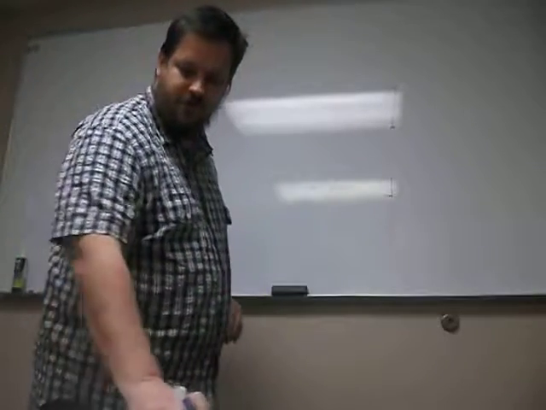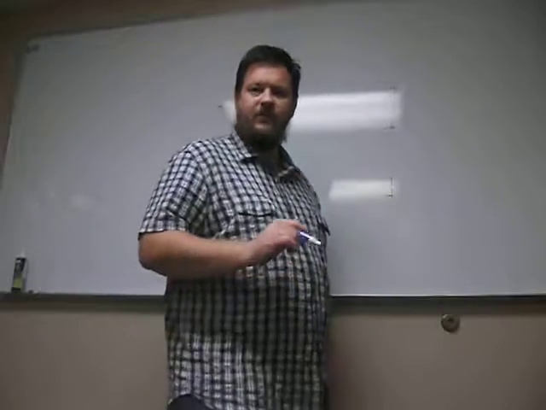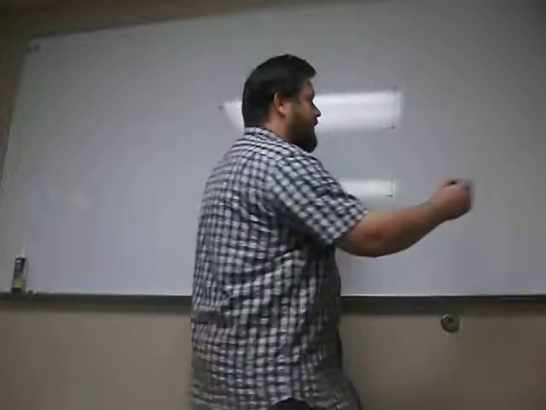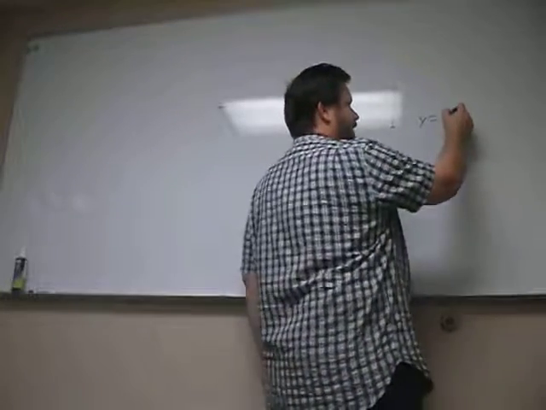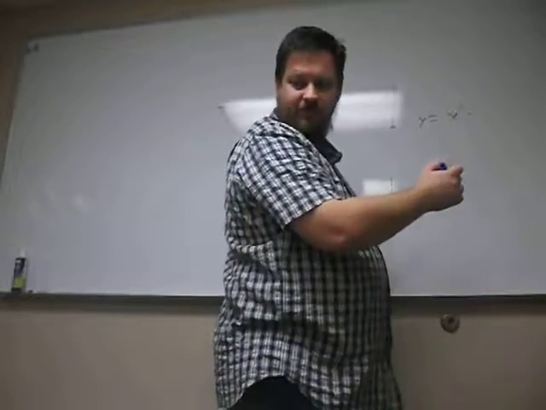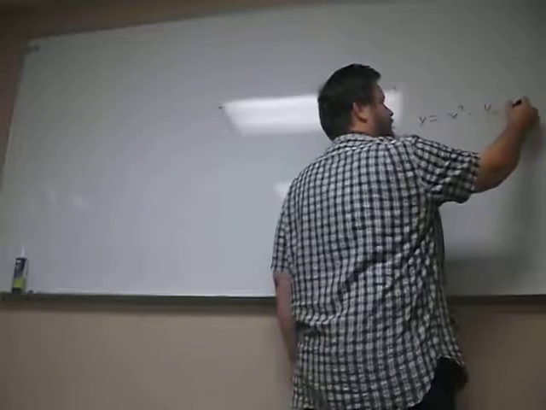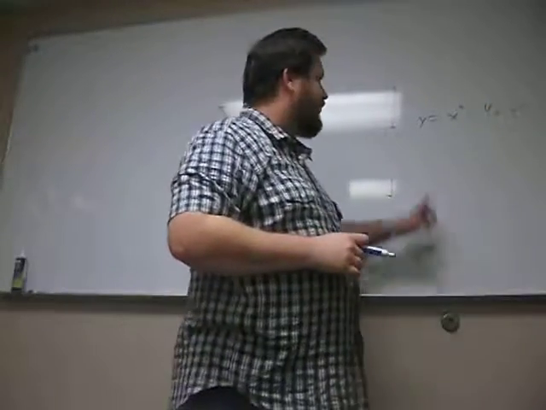Now, you are used to seeing equations in terms of x and y. So you're used to seeing something like y equals, and then everything else. For example, x squared minus 4x plus 7. Sometimes there will be a number here.